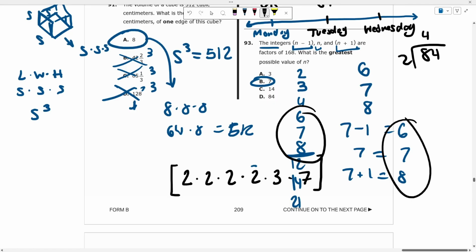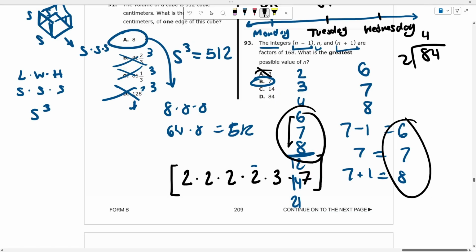So the way that I would do this is I would find all of the factors of 168 by using my prime factorization, and I would just multiply these to get different combinations. I'm going to list out those combinations, and I'm going to see what the greatest consecutive numbers are, which is going to be 6, 7, and 8.